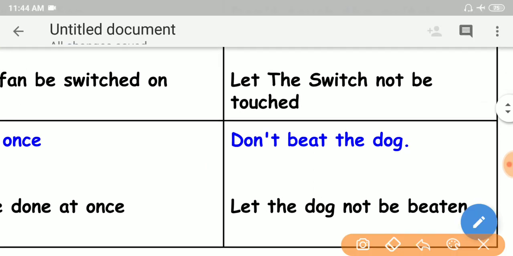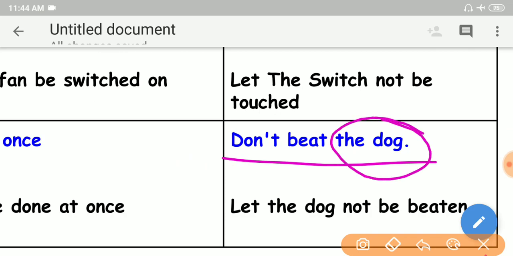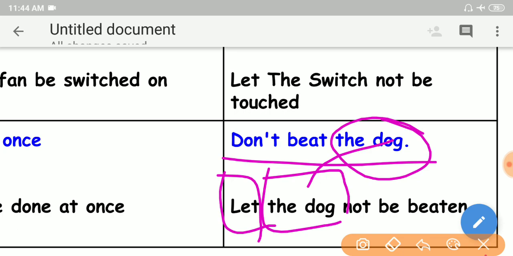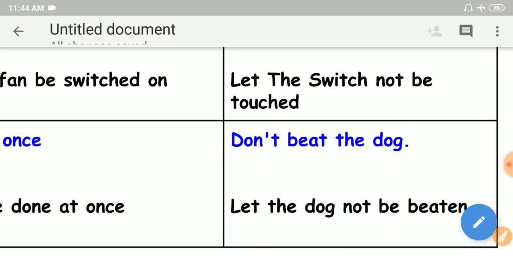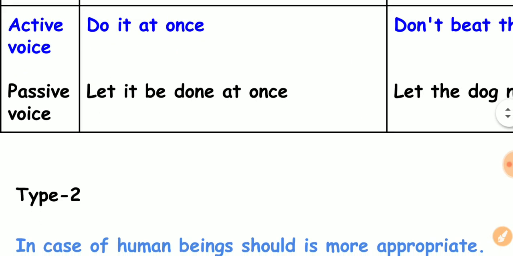Like that, for a negative sentence also: don't beat the dog. Here dog is also an animal. If an animal is there, we also use let. The object comes to the subject position, not should be written as it is, and beat changes into be beaten. Let the dog not be beaten is the formula of the passive sentence in imperative negative, my dear friends.